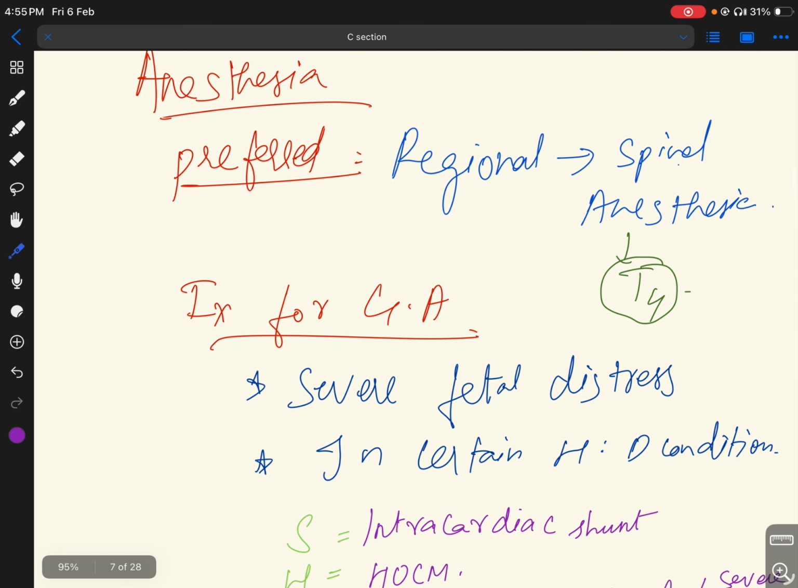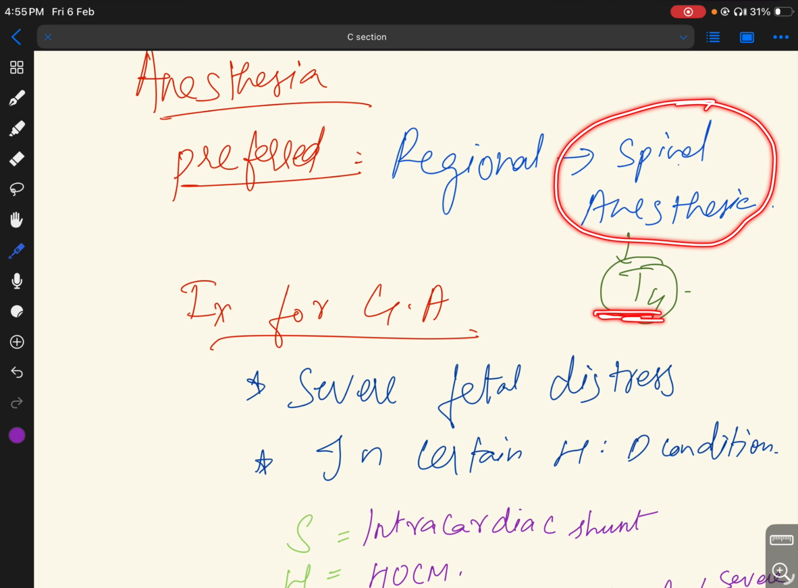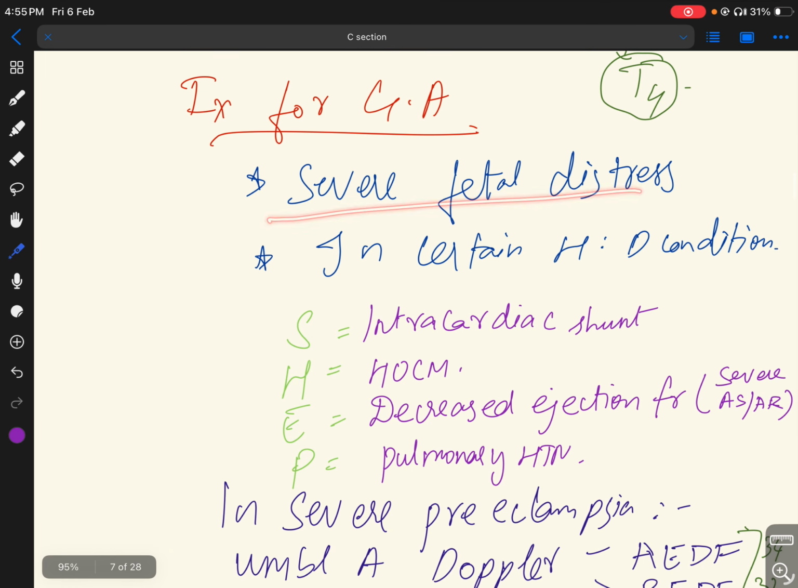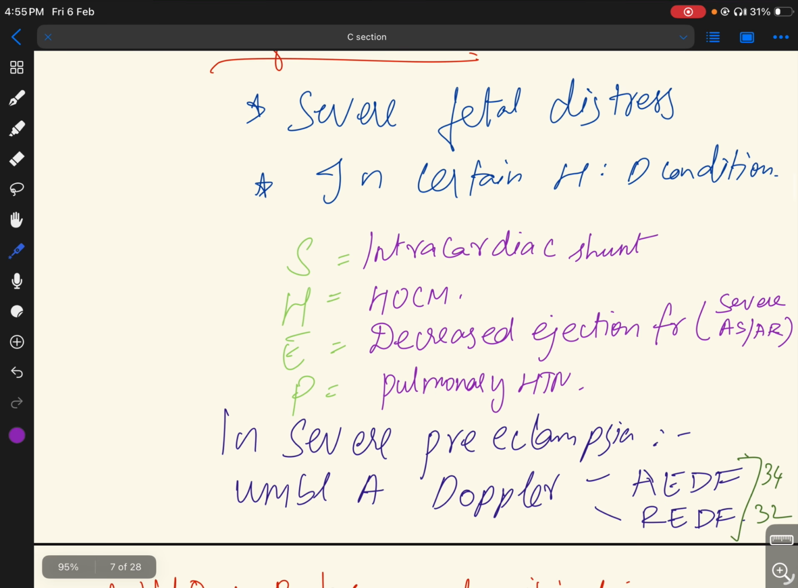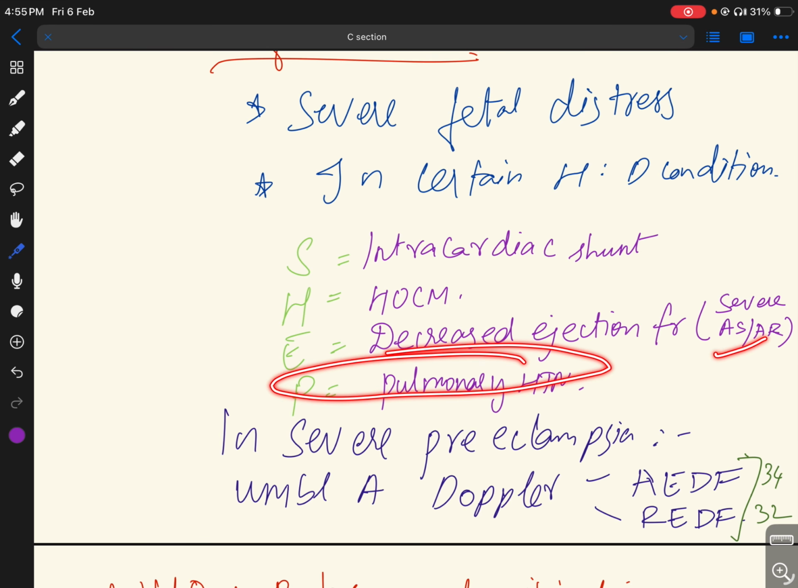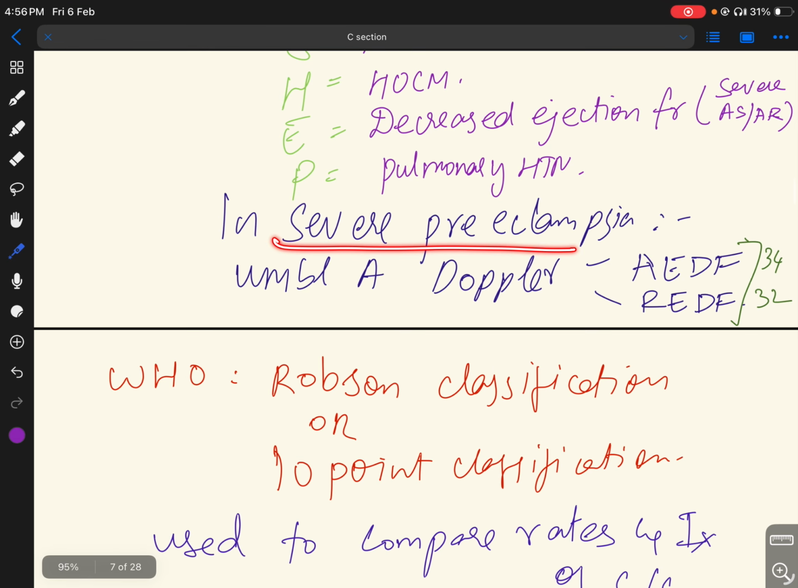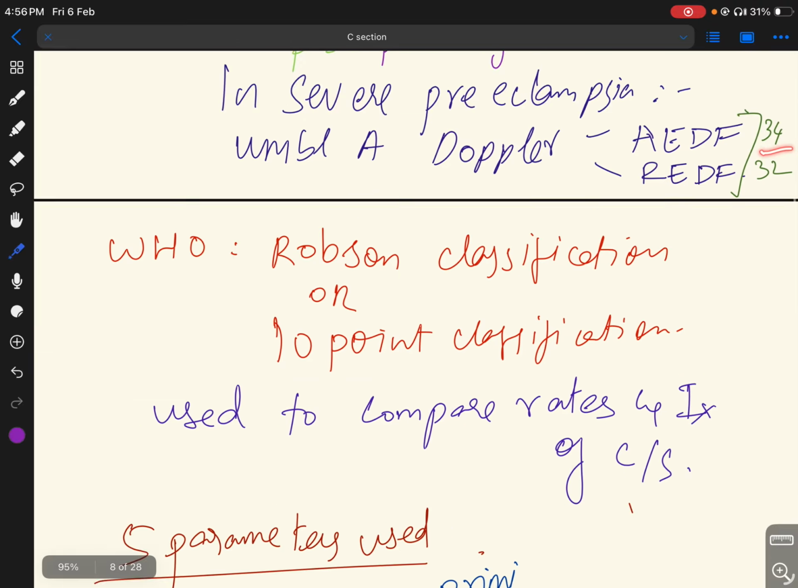The anesthesia used in C-section: we prefer spinal anesthesia at the T4 level. So, what are the indications for general anesthesia? Severe fetal distress, and certain heart disease conditions, that is the mnemonic SHEP. In case of intracardiac shunt, HOCM, decreased ejection fraction conditions like severe AS or AR, pulmonary hypertension, and in severe eclampsia. If umbilical artery Doppler shows absent end diastolic flow, you have to do C-section at 34 weeks. In case of reversed end diastolic flow, you have to do it earlier, that is 32 weeks.